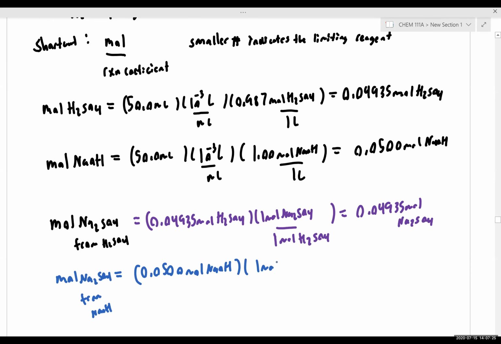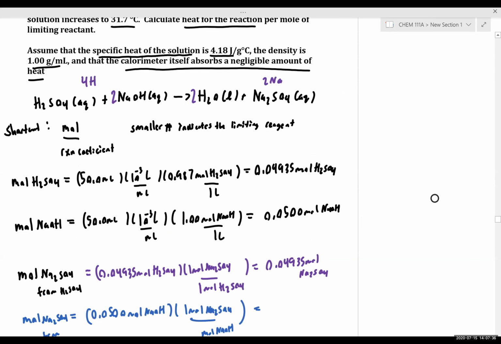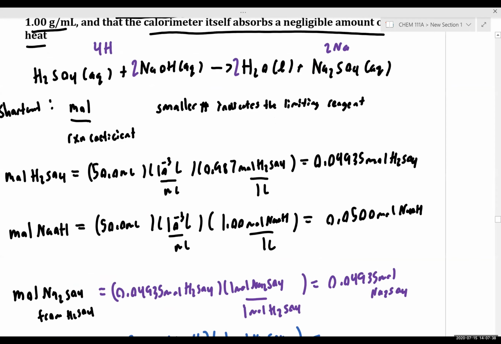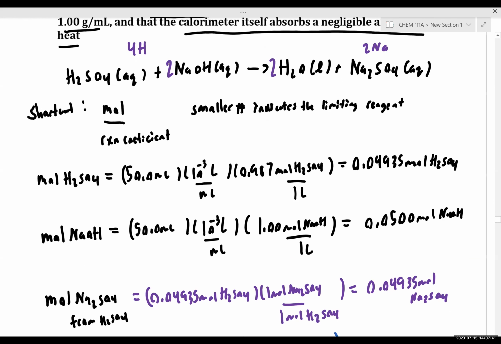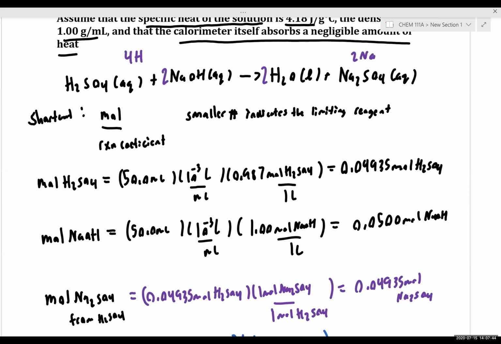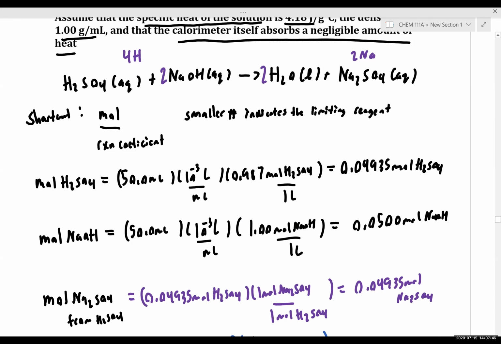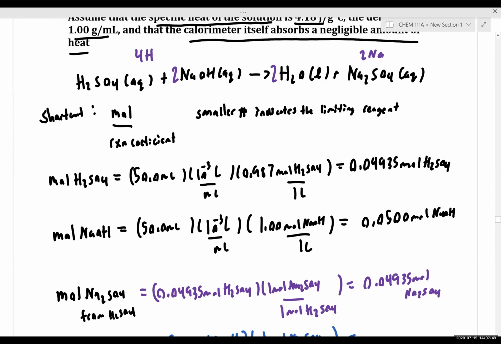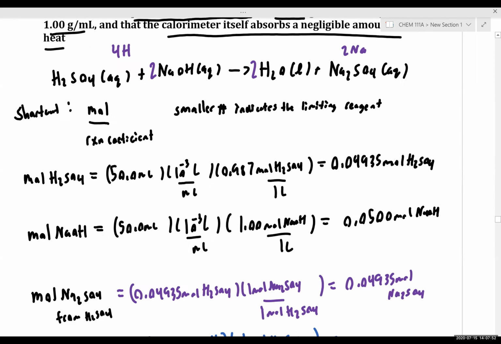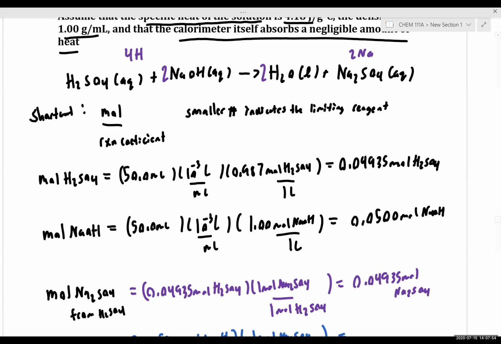So we have 1 mole of sodium sulfate per how many moles of sodium hydroxide? What is our stoichiometry in this equation? Is it 1-to-1 or 2-to-1? What is our stoichiometry for sodium hydroxide to sodium sulfate? What is our mole to mole ratio?